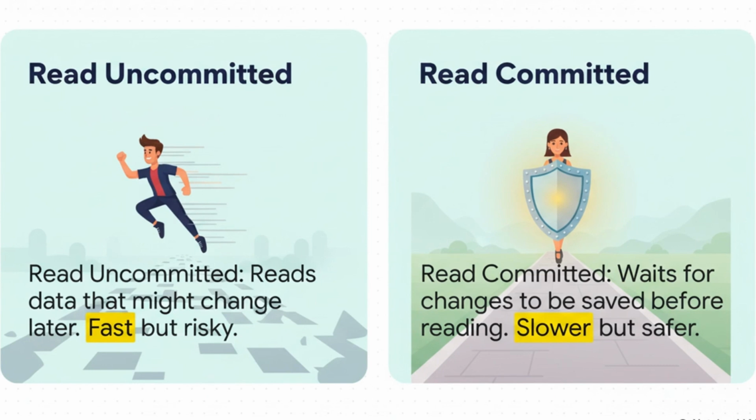So here's the bottom line for these two. It's a classic trade-off. Read uncommitted is pure speed. You get an answer right now, but it could totally be the wrong answer. Read committed, on the other hand, makes you wait just a little bit, but guarantees the data you see is legit. It's actually the default setting for a lot of databases, and this speed versus safety dance is exactly why.